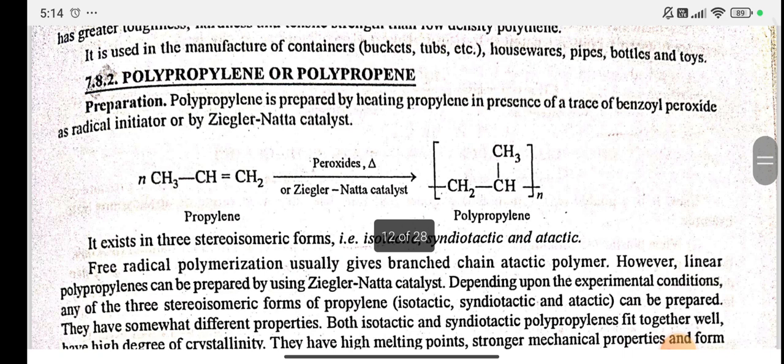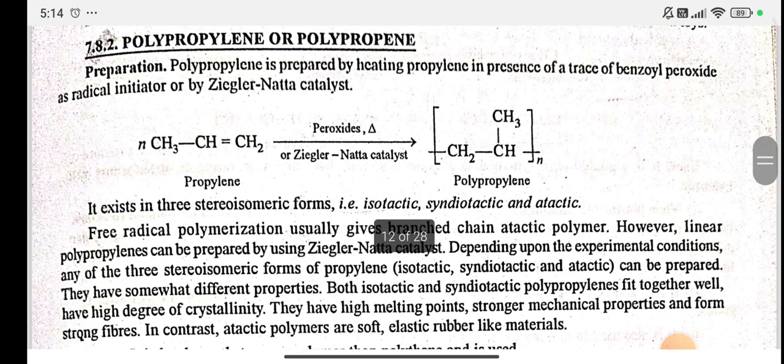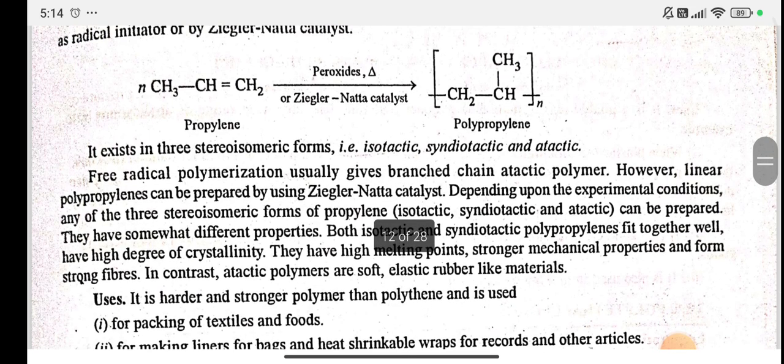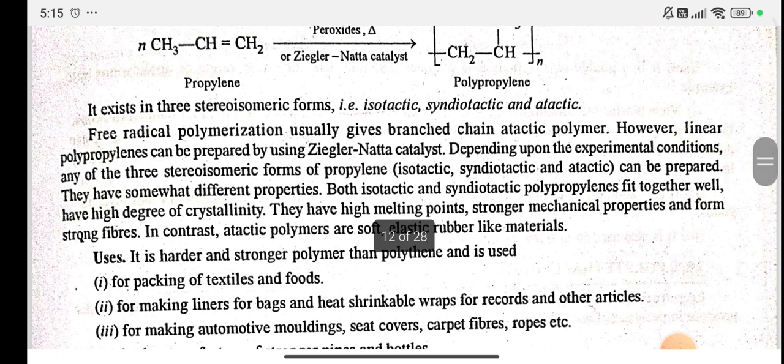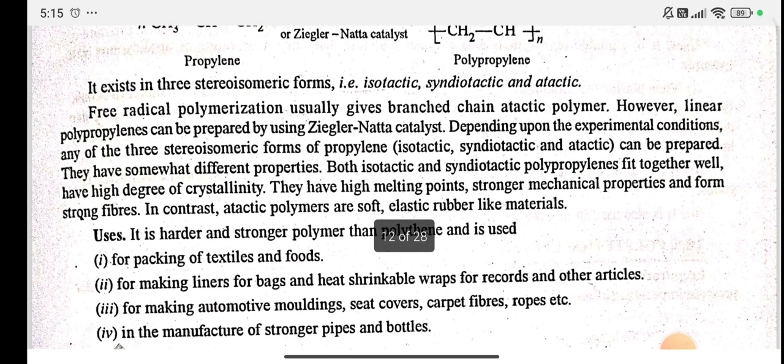Polypropylene is prepared by heating propylene in the presence of a trace of benzoyl peroxide as a radical initiator, or by using a Ziegler-Natta catalyst. It exists in three stereoisomeric forms: isotactic, syndiotactic and atactic. Free radical polymerization usually gives branched chain and atactic polymer. However, the linear polymer polypropylene can be prepared by using a Ziegler-Natta catalyst.